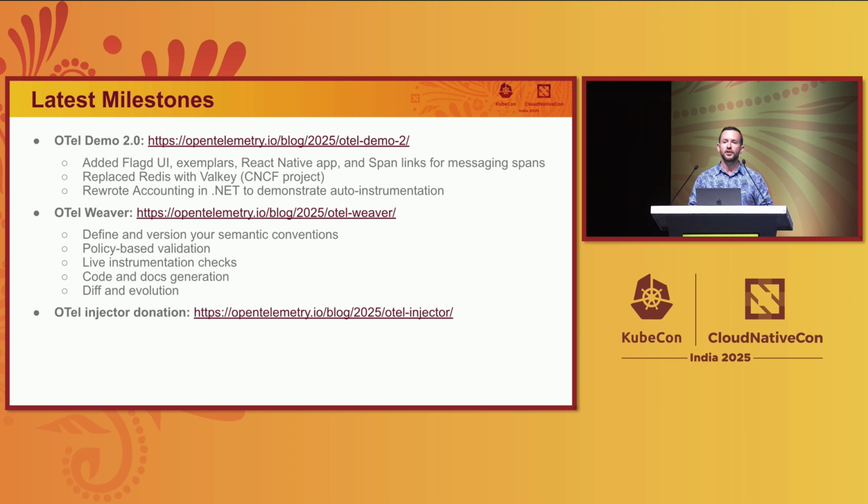Next, we have the injector donation. So the injector is a way of adding auto instrumentation into your app at runtime. It's an easier way to get started with telemetry data. It's a donation from Splunk and worth taking a look at.